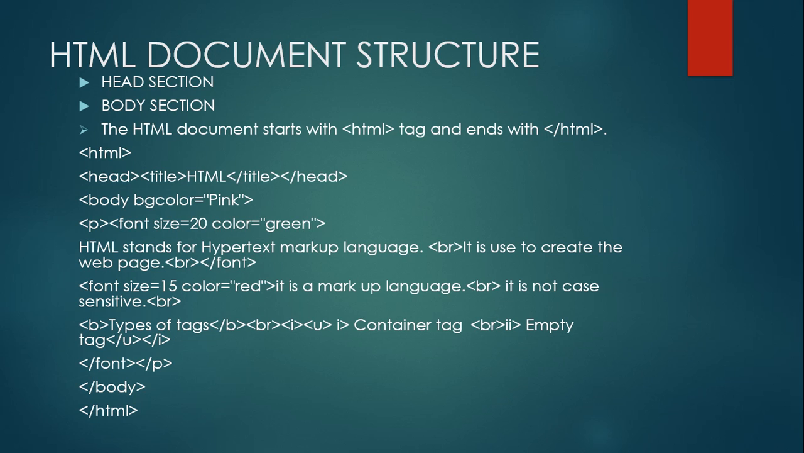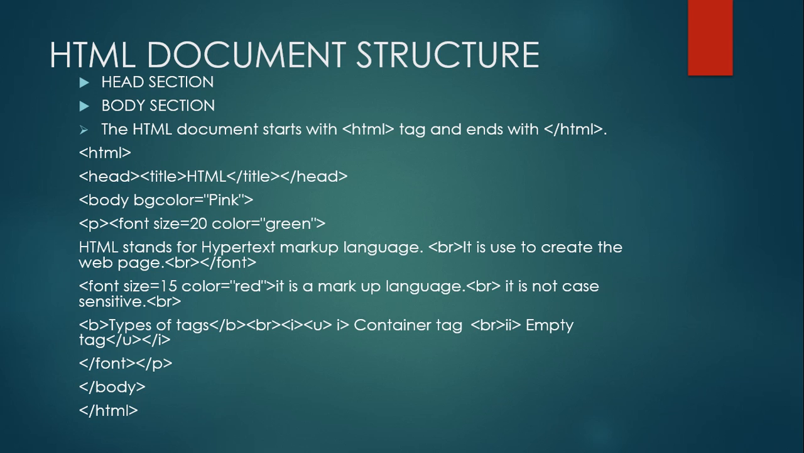Now the body, bgcolor and pink. Bgcolor is the attribute and the background color of the web page is displayed in pink color. By default the color is white. But when you use the attribute, that will display the pink color. So that we can see the different color of the web page.